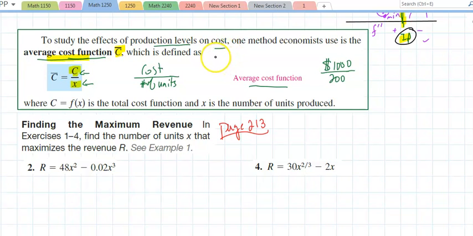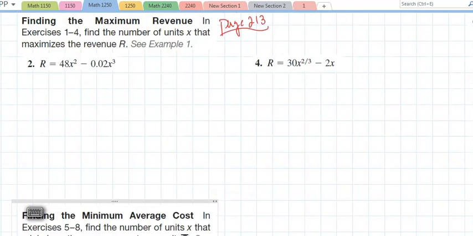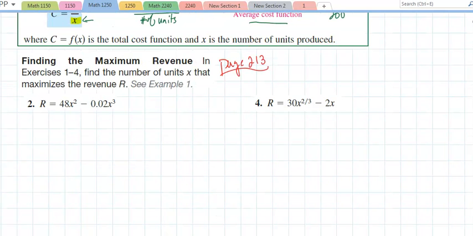Just like if we want to figure out revenue, that's always x, the number of units, times the price per unit. So how many units did you sell times each price gives you the total. That's also something that you need to be using all throughout. Well, let's see how this goes. So the first half of this section is to really get you into this maximum minimum idea and get things out of the way. In 1 through 4, find the number of units that will maximize revenue.